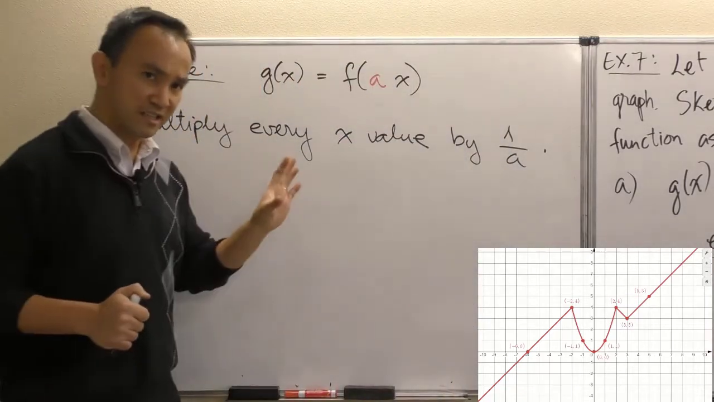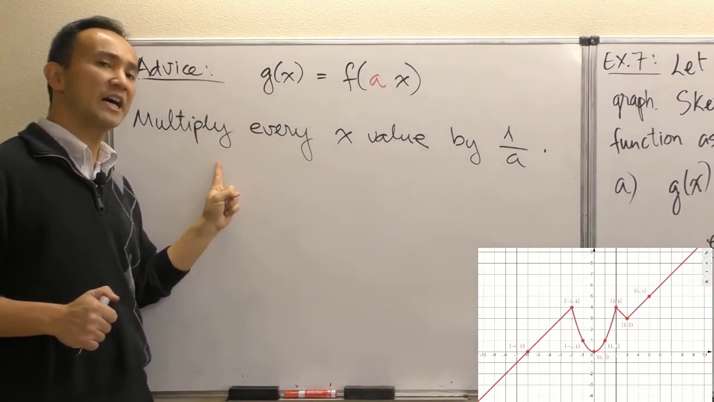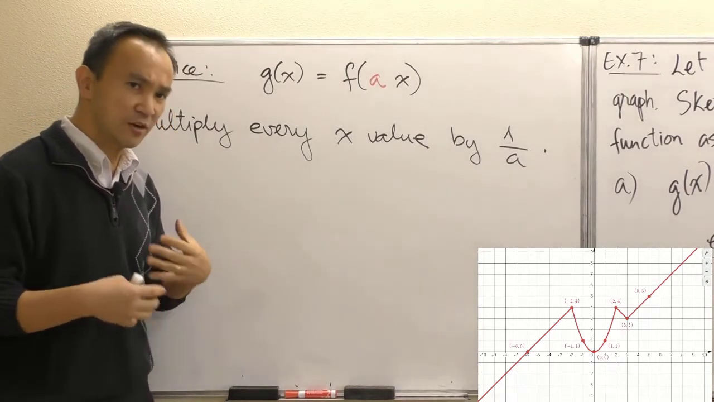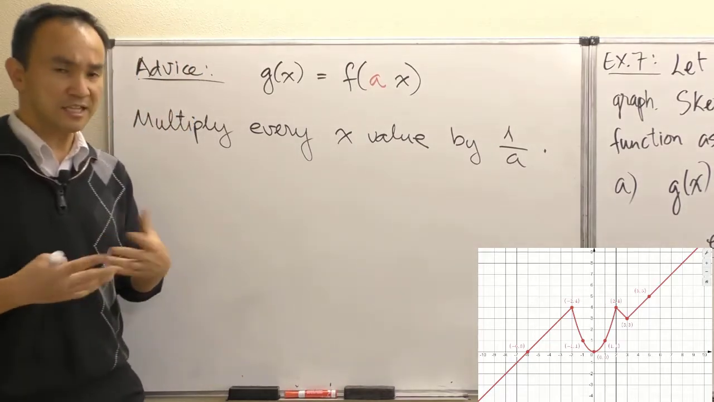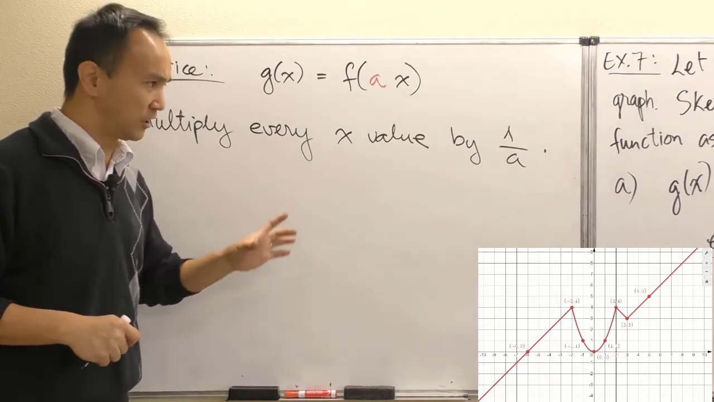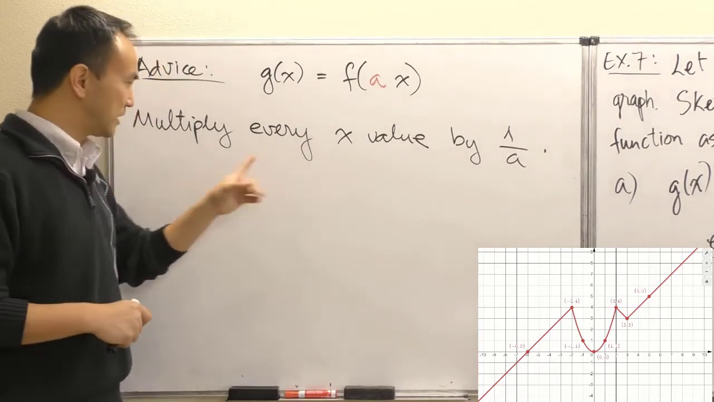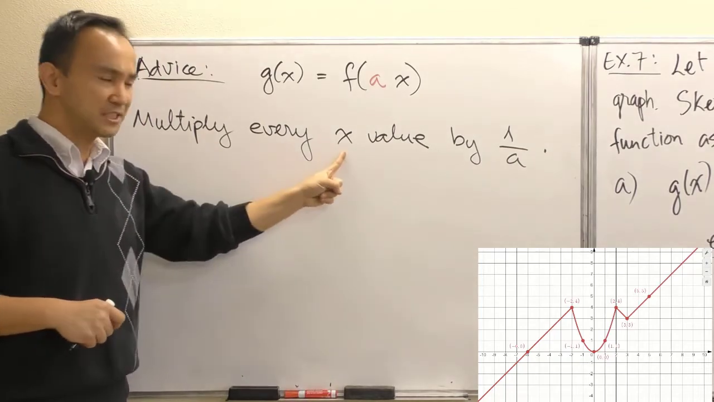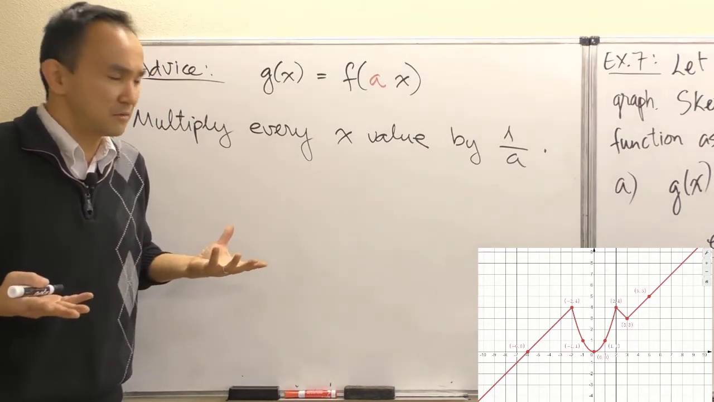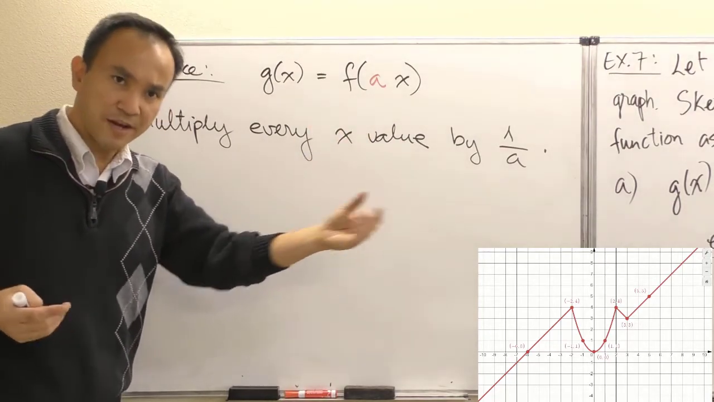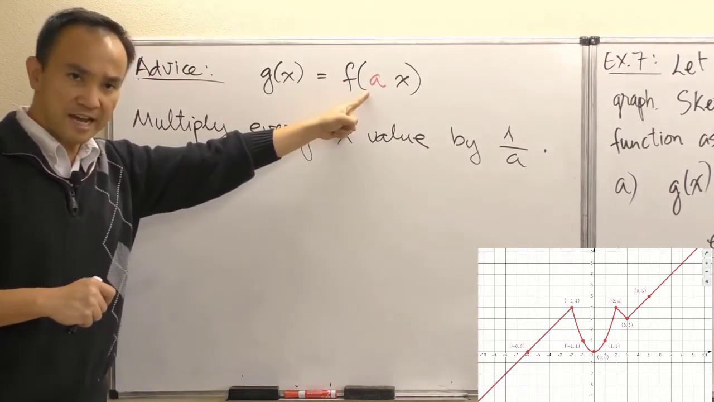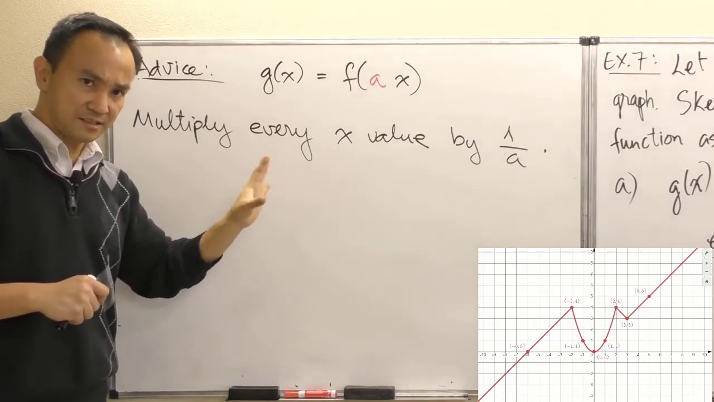Now it becomes handy to have this advice that I pointed out earlier, because the information that we extracted from that table earlier, even though it's an organized table, is still a lot of information. So in order to successfully create the graph for g of x, all we have to do is multiply every x value of the original parent function by 1 over a. So we're going to multiply every x value by 1 over a, that a right there. All right, so that's one piece of advice.